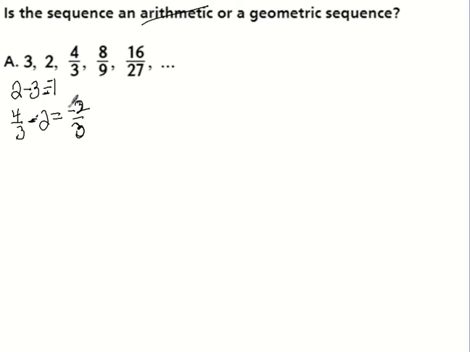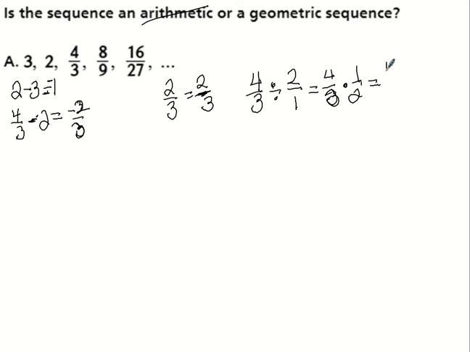Arithmetic's gone. So then we have to check for a geometric sequence, which means we need to find out if the ratios are the same. We're going to take this term and divide it by that term. So we would write 2/3. Now for this, we would do 4/3 divided by 2/1, which means 4/3 times 1/2, which is 4/6, and if I reduce, that is 2/3. Okay, so far we have a common ratio.